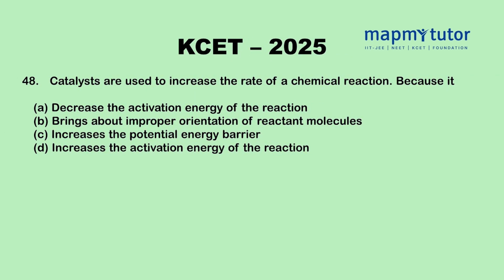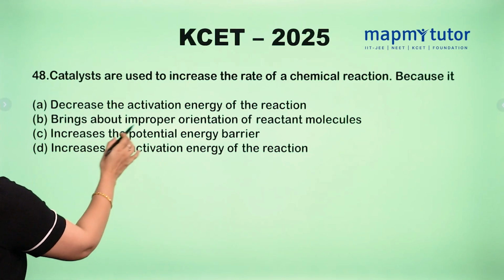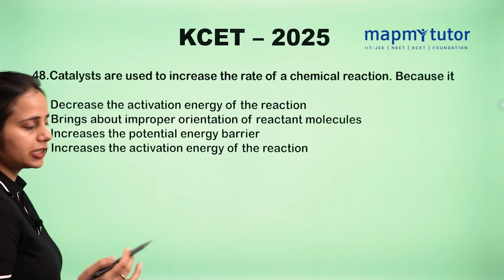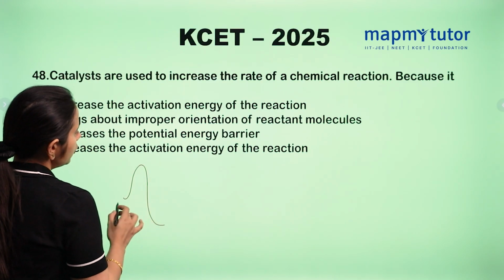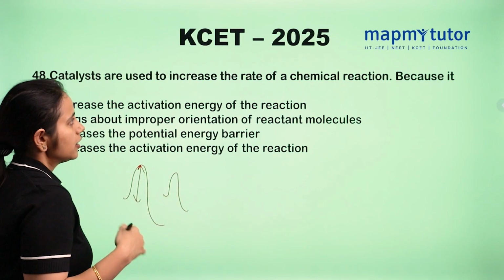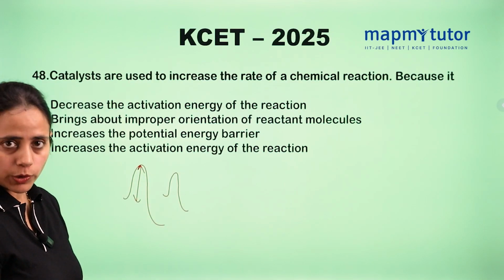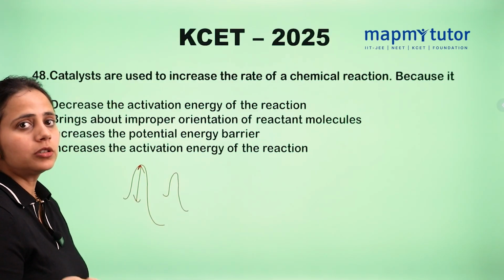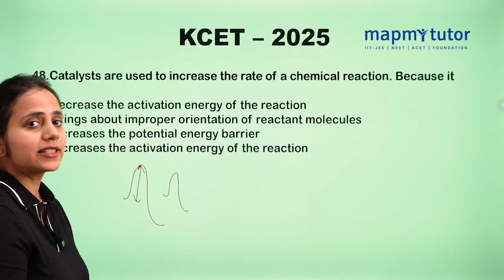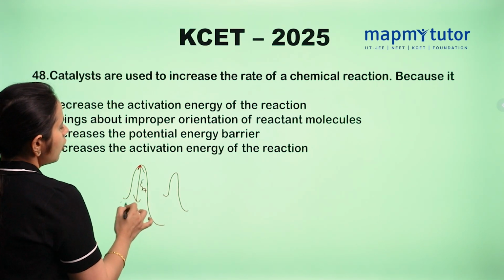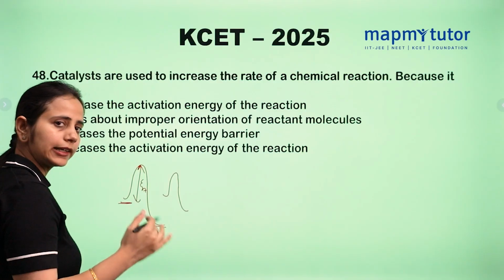Catalysts are used to increase the rate of a chemical reaction because they decrease the activation energy of the reaction. Yes, this is the only answer. If we add a catalyst, the activation energy is decreased, and then the rate of the chemical reaction will increase. A catalyst is a substance which itself is not involved in the reaction but increases the rate of a reaction by decreasing its activation energy.